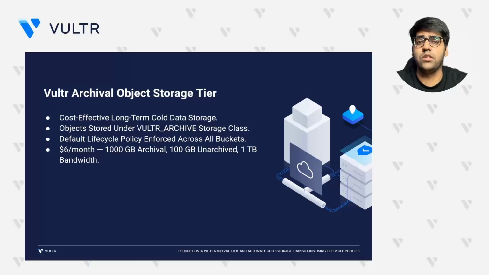The base price for the Vultr archival storage starts at $6 per month, which includes 1000 GB of archival storage, 100 GB of unarchived storage, and 1 TB of bandwidth. Although, do note that the pricing may change in future.